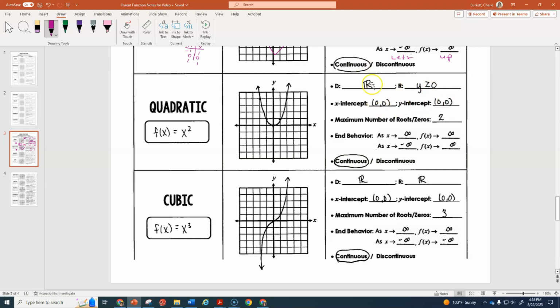The x and y intercept is exactly the same as the absolute value. The maximum number of times it crosses the x-axis is the same. Again, that's because I could have one that does this, and then I could have one that does this. So we could cross it twice. We might only touch it once, or we could not cross it at all. But the maximum number of times that a quadratic is going to cross the x-axis is 2. It also has same end behavior. On the right, we're going up. Remember, this says right and up. And on the left, we're going up. That says left and up.